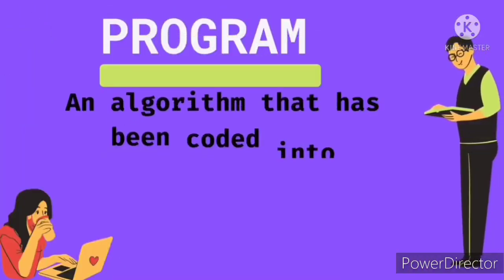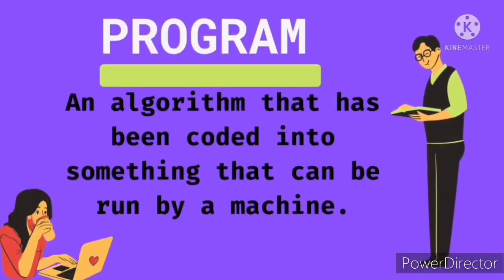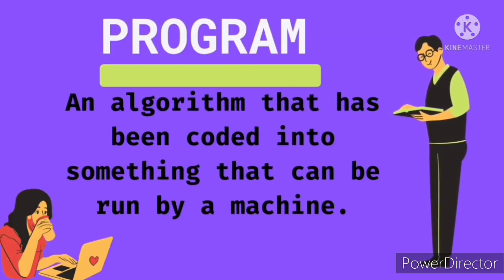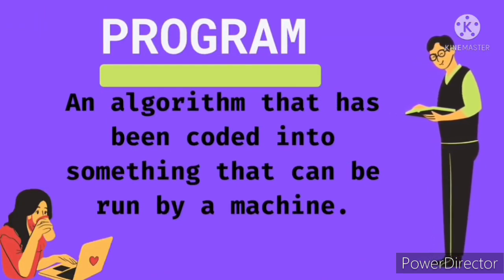What is program? A program is an algorithm that has been coded into something that can be run by a machine. An algorithm is a set of instructions. So we can say a program is a set of instructions that has been coded into something that can be run by a machine. Now let's quickly listen to an overview of this lesson.